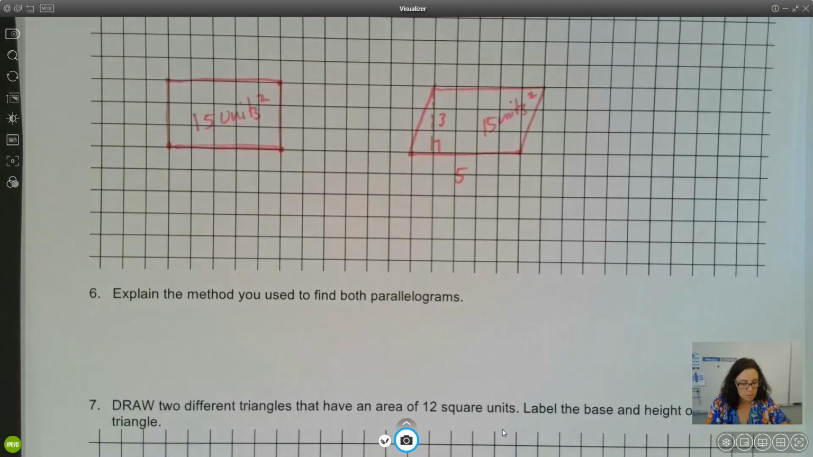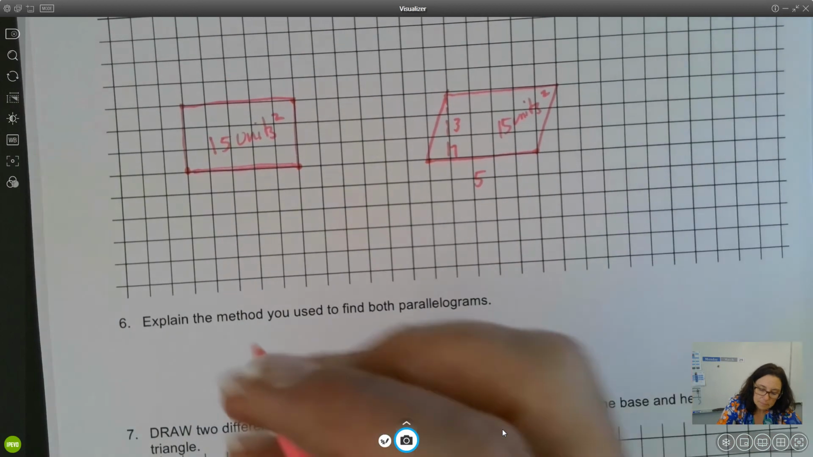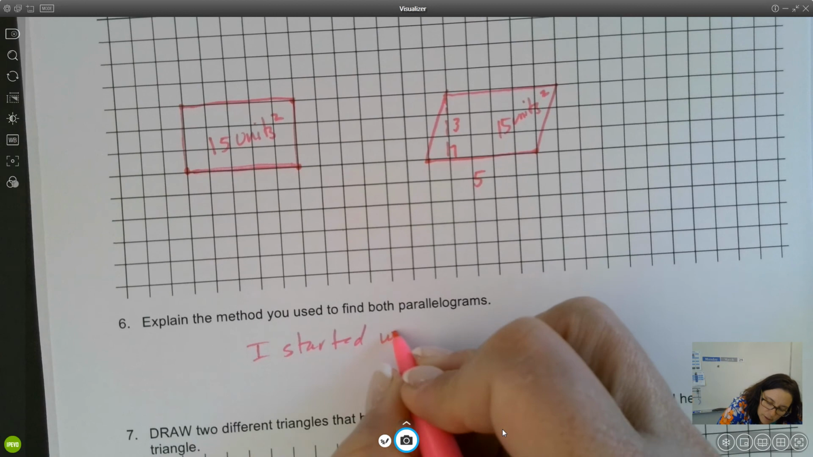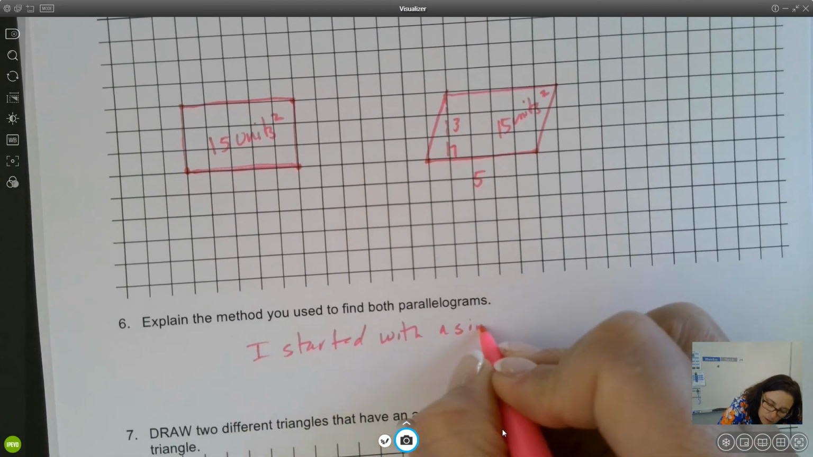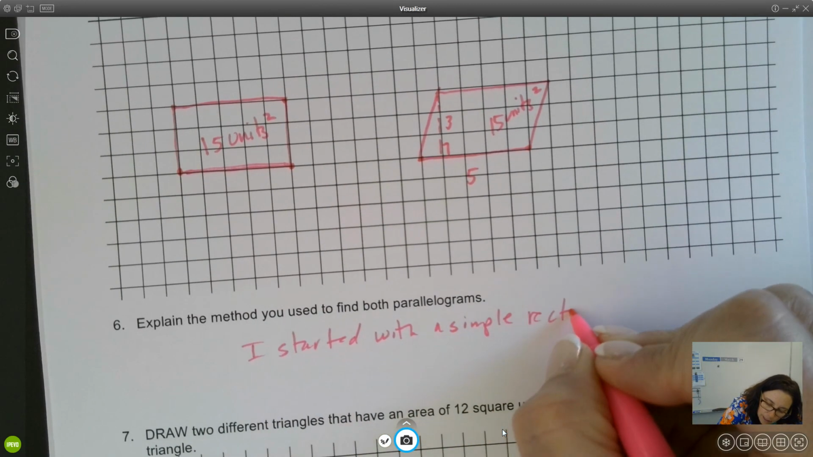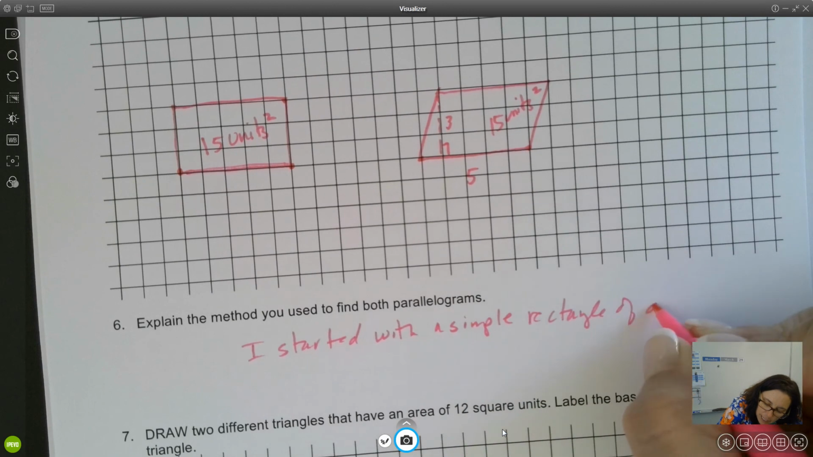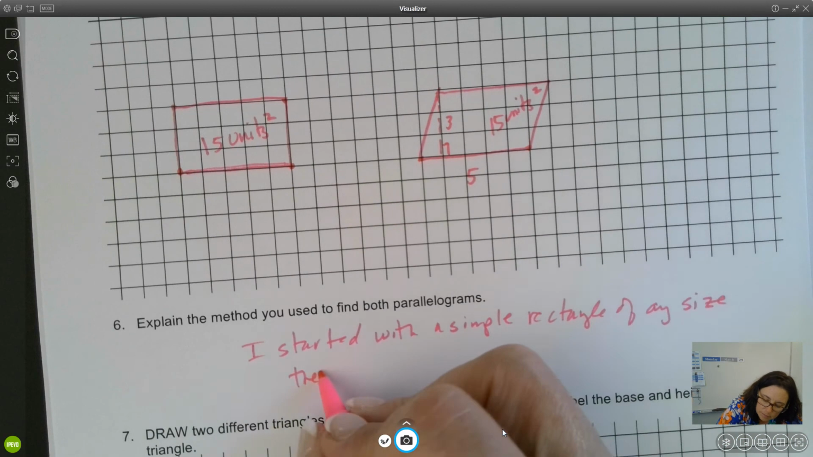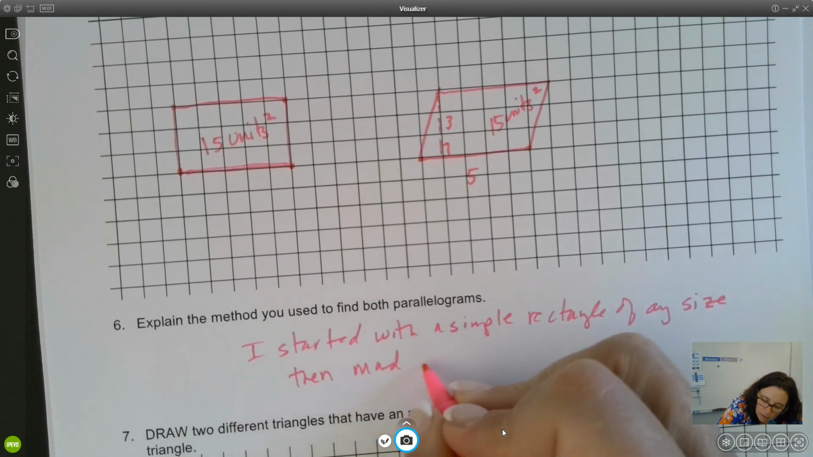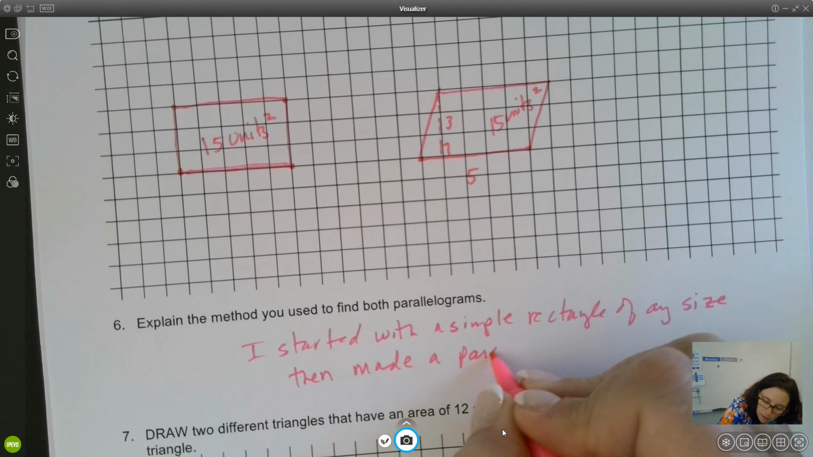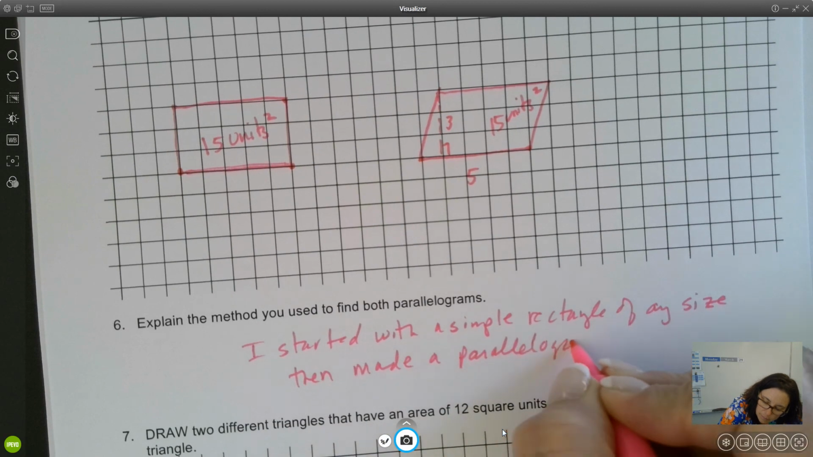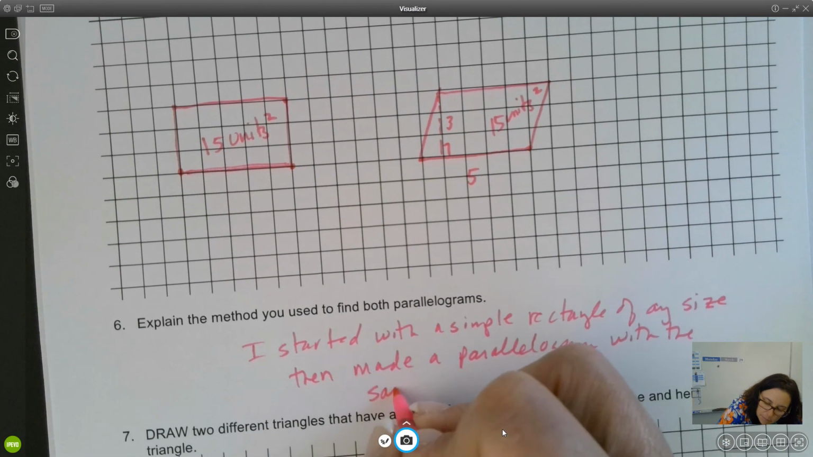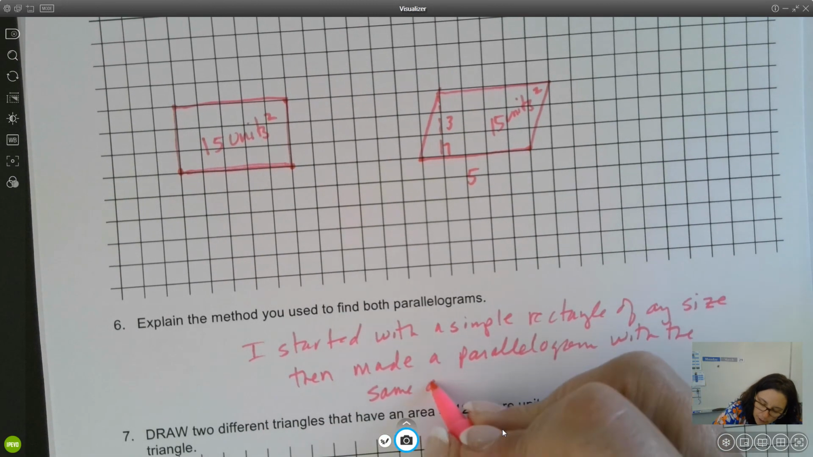Explain the method I used. I started simple. I started with a simple rectangle of any size, then made a parallelogram with the same area.